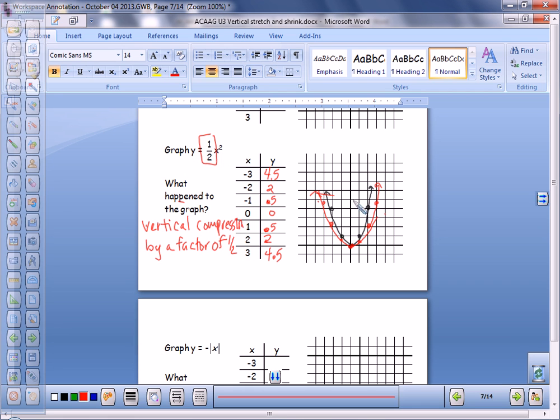Now, because of the 1/2, let's check out our y values. That is not your bell. That is just the bell that's occurring while I'm videotaping.